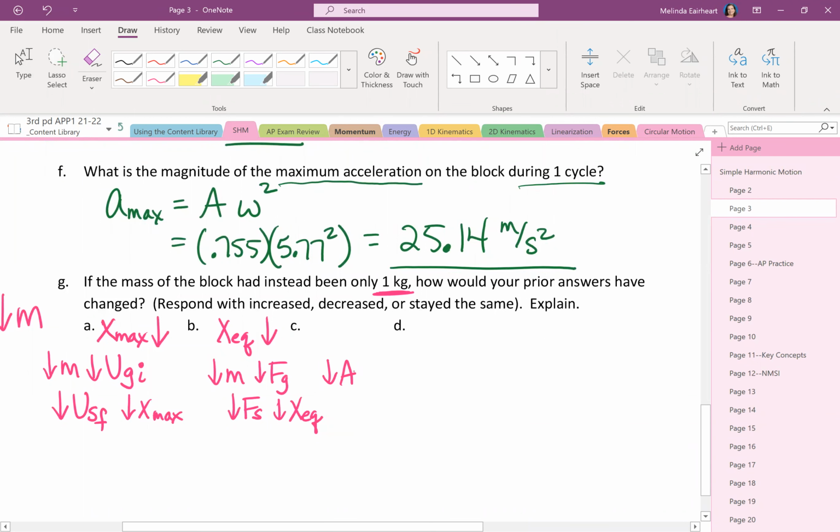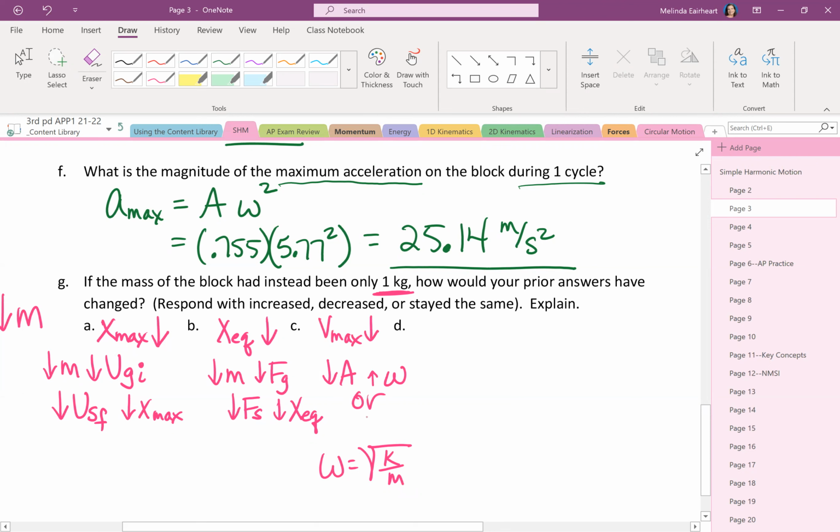And what about omega? If you have a smaller mass, be careful here, there's also a square root, you're going to get a bigger omega, but just slightly. Again, so I'll show a little bit smaller increase in omega. In other words, you're going to get an overall decrease in, what are we solving for? Oh, Vmax.